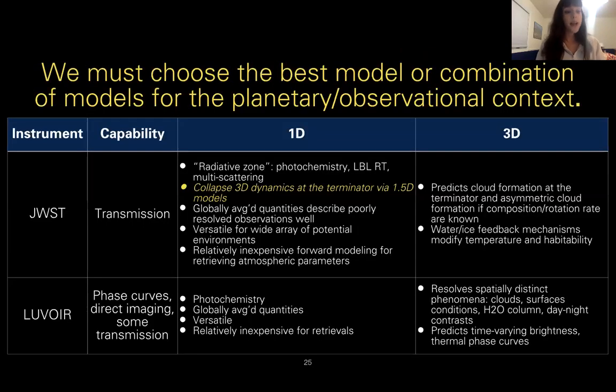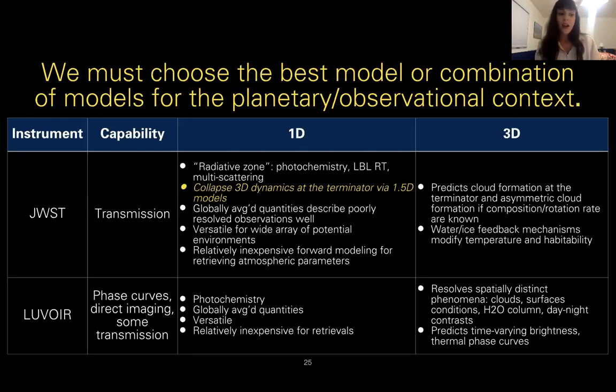So my main takeaway is that with a hierarchy of models, we can choose the best model or combination of models based on the planetary and observational context we're dealing with. In particular, it is important to center observation technique and data quality when considering a modeling experiment, and the nimbleness of 1D models will likely be extremely important for retrieving planetary characteristics from upcoming observations. Looking forward, it also makes sense to try to bridge the gaps between 1D and 3D models.